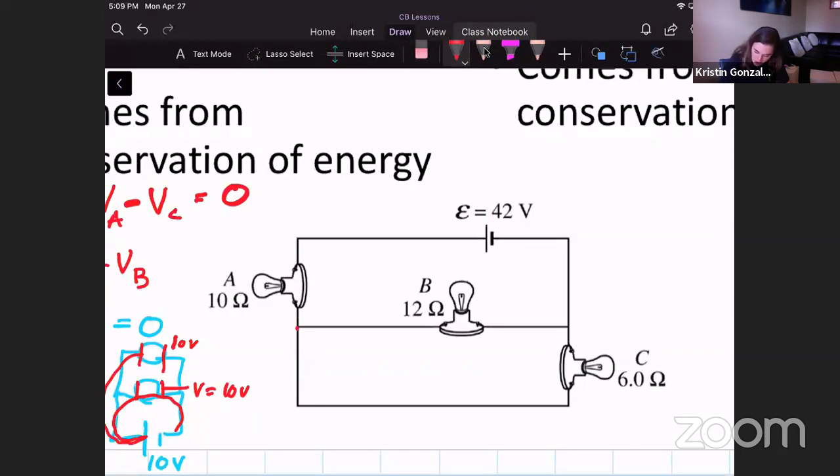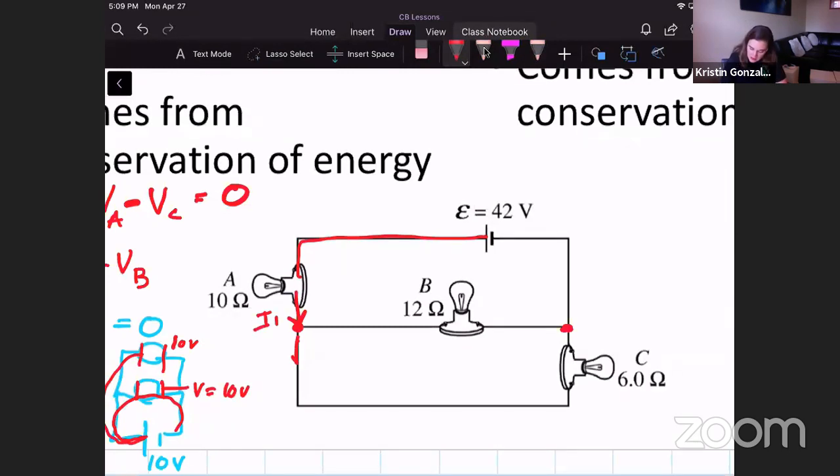Well, I've got a junction here and I've got a junction here. So we can look at either of those. Let's look at the one here on the left. So if I'm tracing my current around, I've got current going into that junction. Let's call that I1.